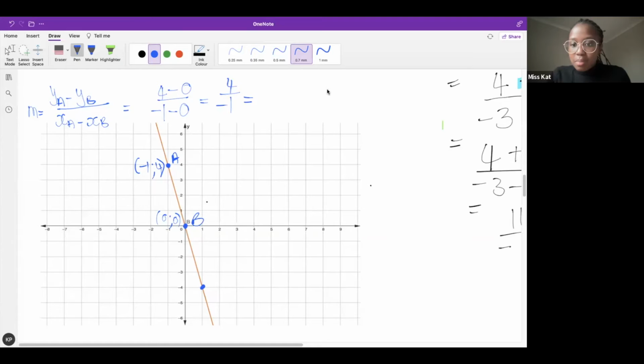4 divided by -1. Thank you very much, Zeketelo. -4. Does that make sense? Remember what we said about negative and positive gradients? Does it make sense that the gradient for this graph is negative?